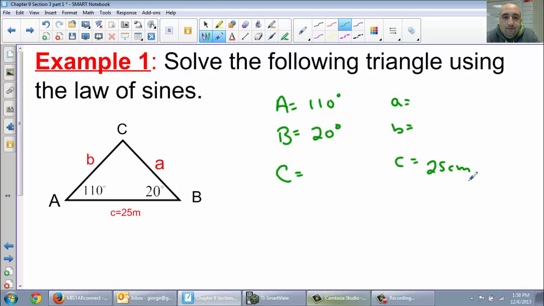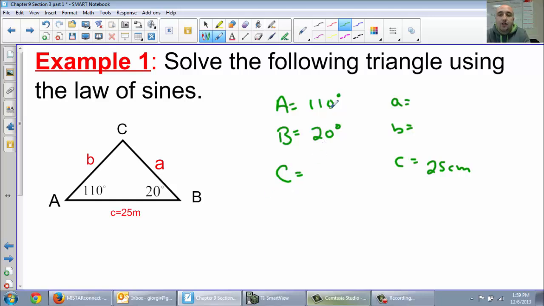Now, this is the problem. In order to do law of sines, you need one complete set, either an angle and a side. So notice we have angle A, but we don't have little a. We have angle B, but we don't have little b. We have little c, but we don't have angle C. But really, we do have angle C. We really do have it.